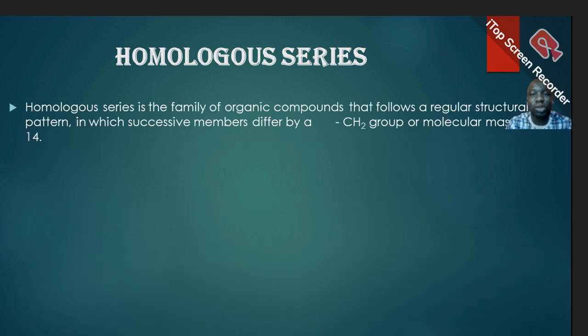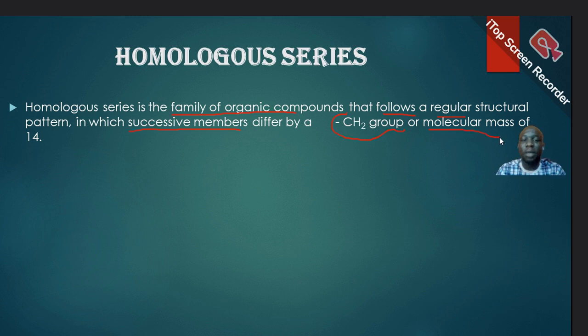So what's homologous series? Homologous series is a family of organic compounds that follows a regular structural pattern, in which the successive members that follow each other differ by a CH2 group or a molecular mass of 14.